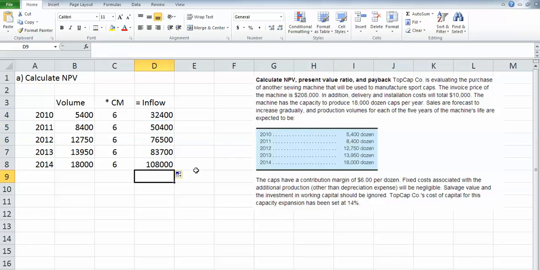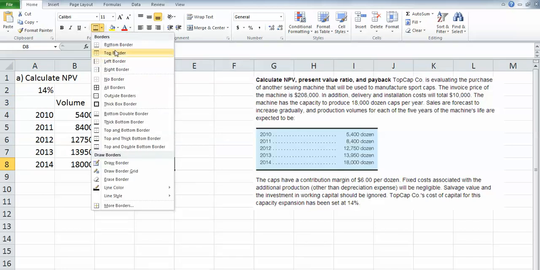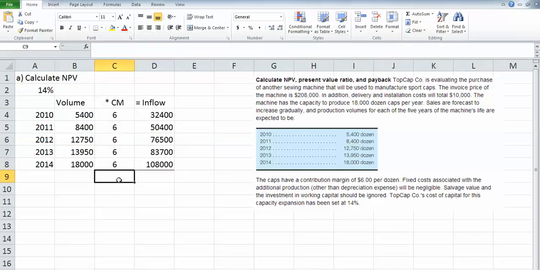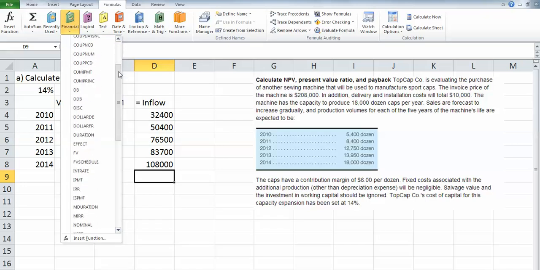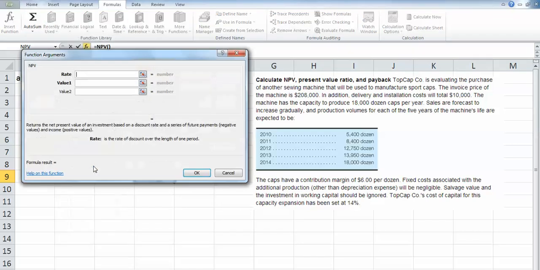And then we need to go ahead and calculate the net present value. It says the cost of capital has been set to 14%. I'm going to go ahead and add that up here, 14%. Okay, so at the bottom of this column, I'm going to go ahead and calculate. Not calculating the net present value just yet because I have to subtract out the cost of the machine. So let's go to our formulas, financial, and we'll come down to NPV, or net present value.